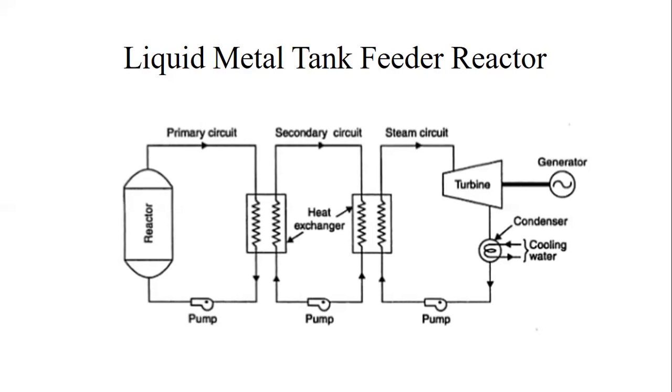So the schematic diagram of the liquid metal fast breeder reactor is as shown in the figure. This contains three loops or circuits. First is the primary circuit, second is the intermediate circuit or secondary loop, and third is the working fluid or steam circuit.